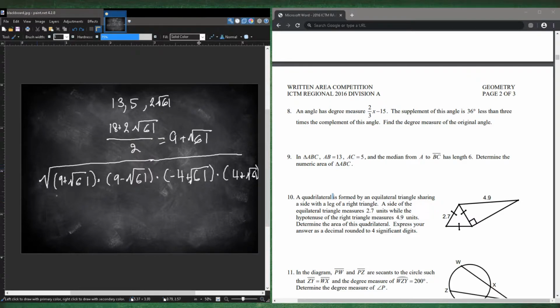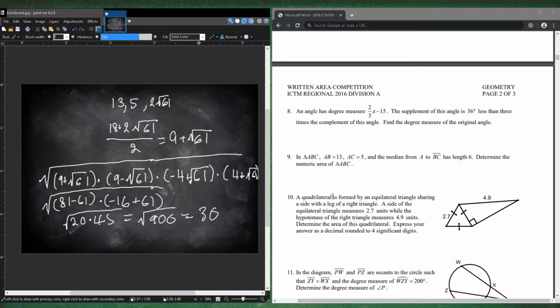So we have 81 minus 61. And the same thing happens on this side. So let me add that square root in. It's equal to negative 4 times 4, which is negative 16. Right? So that's negative 4 square root 61 and 4 square root 61, so those cancel each other out. And then square root 61 times square root 61 is plus 61. Okay. So this simplifies to 20, and this one simplifies to 45. So 20 times 45 is equal to 900, because 45 times 2 is 90, so 90 times 10 is 900. So square root 900 is 30. So the area, or the answer for number 9, is equal to 30.